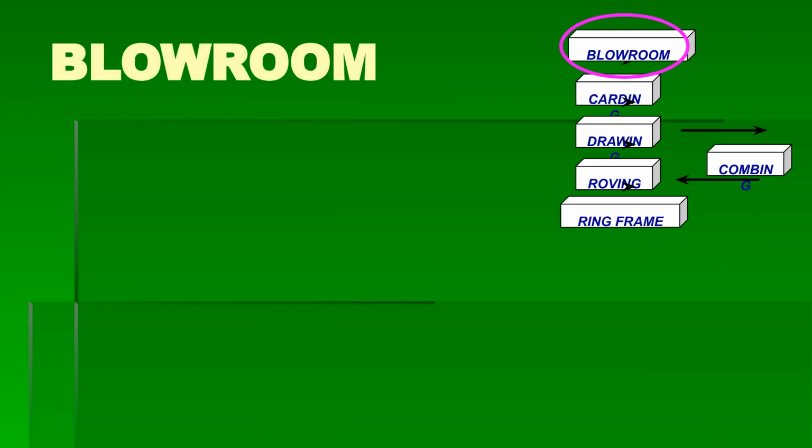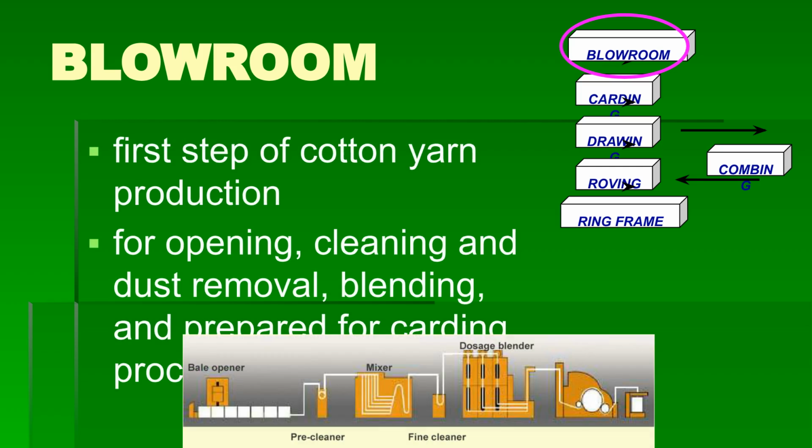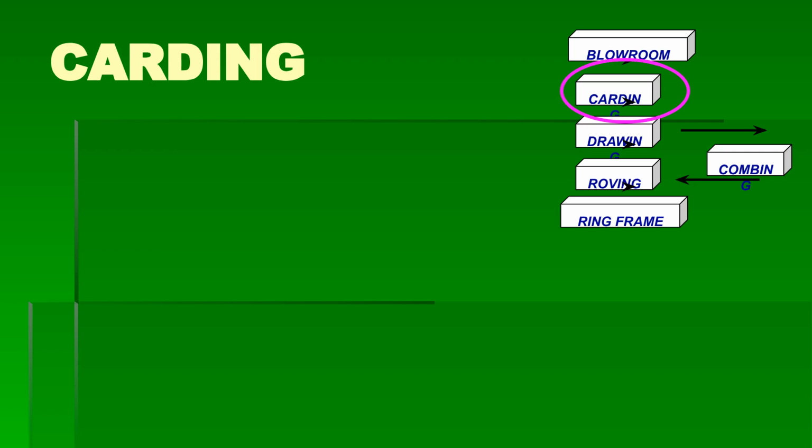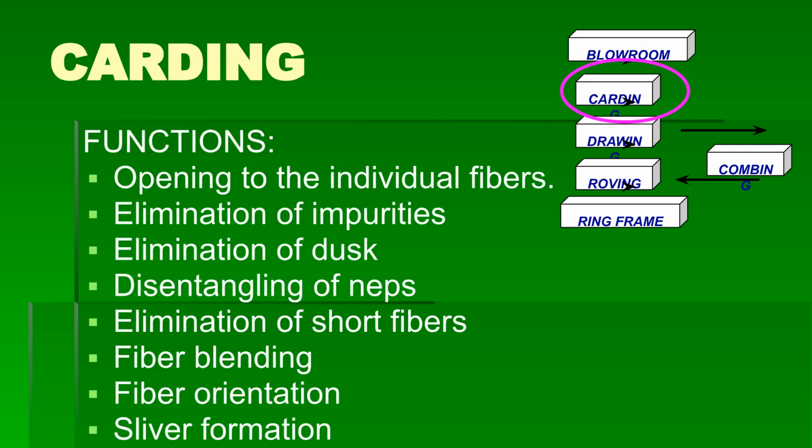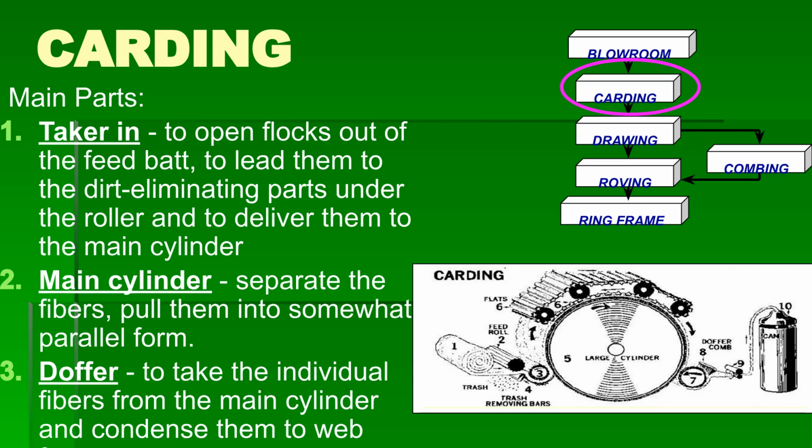The blowroom is the first step in cotton yarn production. Its purpose is the opening, cleaning, dust removal, and blending of fibers, preparing them for the carding process. Carding is a critical process with functions including opening individual fibers, eliminating impurities and short fibers, blending, orienting fibers, and forming sliver. The main parts of the carding machine are the taker-in for opening flocks, the main cylinder for separating and paralleling fibers, and the doffer for removing individual fibers into a web form.